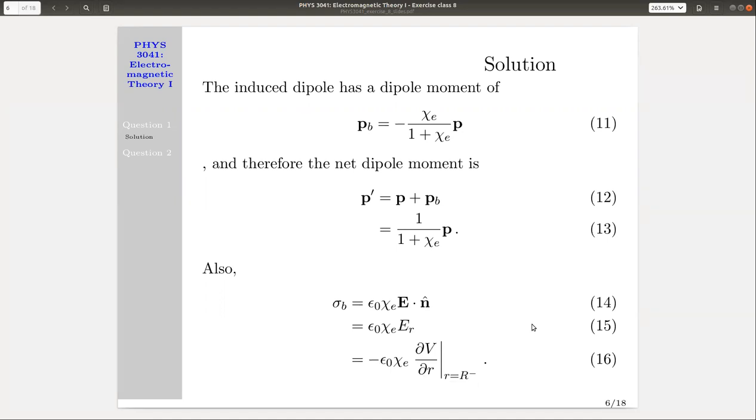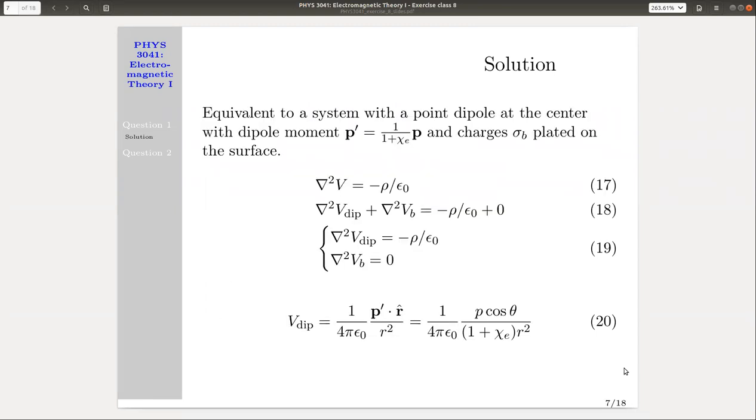The reason why it's R minus but not R plus is simply because the polarization only exists inside the material. So the electric field here will be the electric field just inside the material. That's why it's R minus rather than R plus.